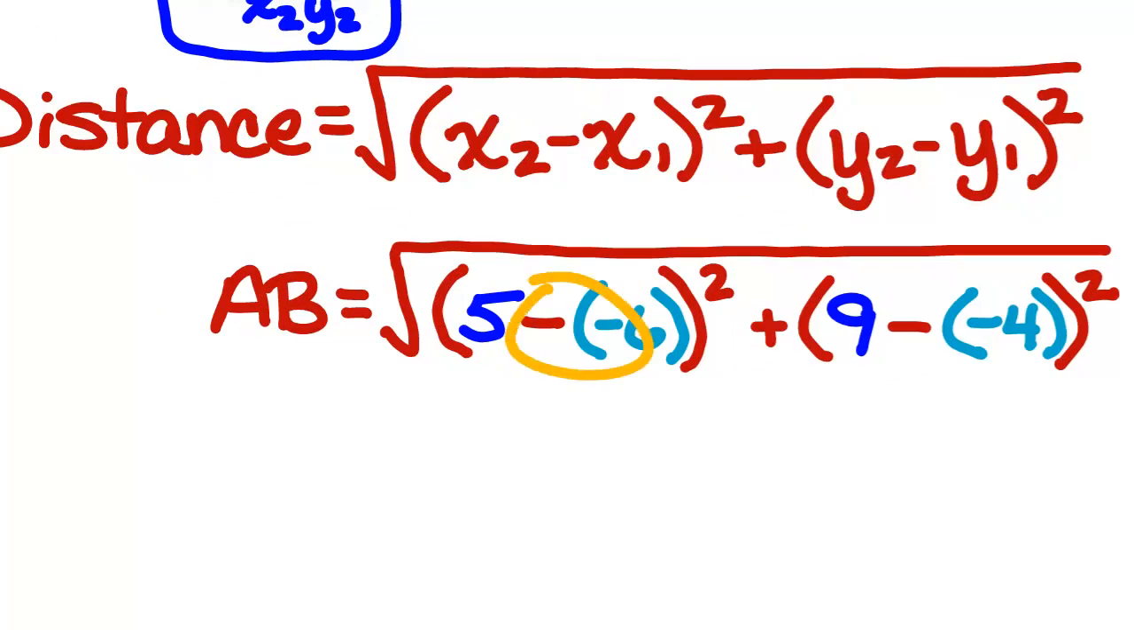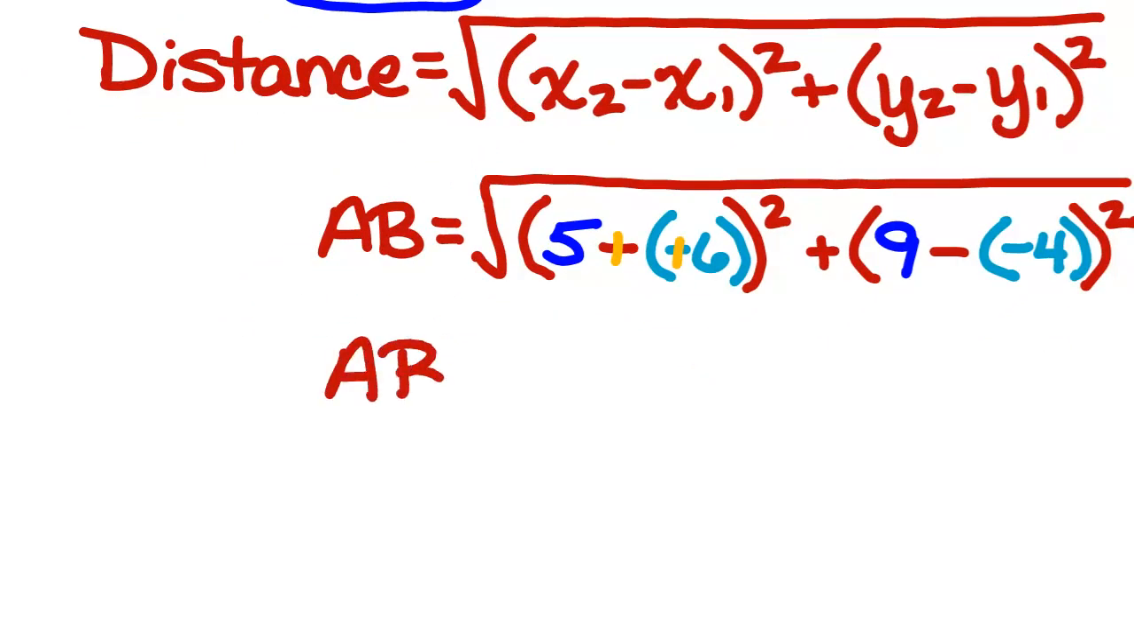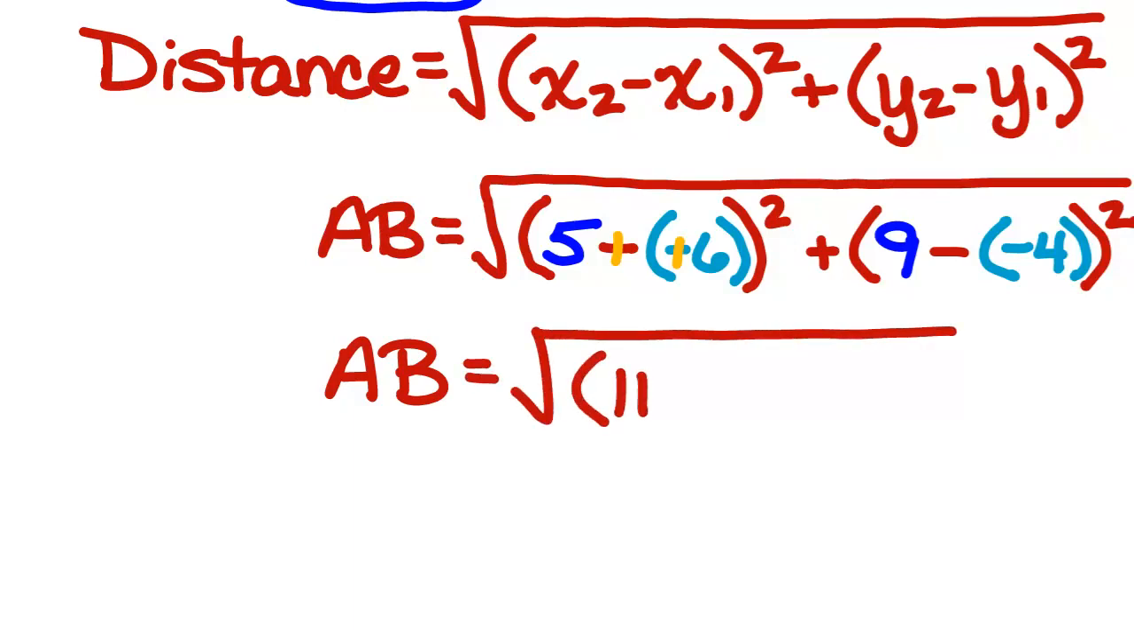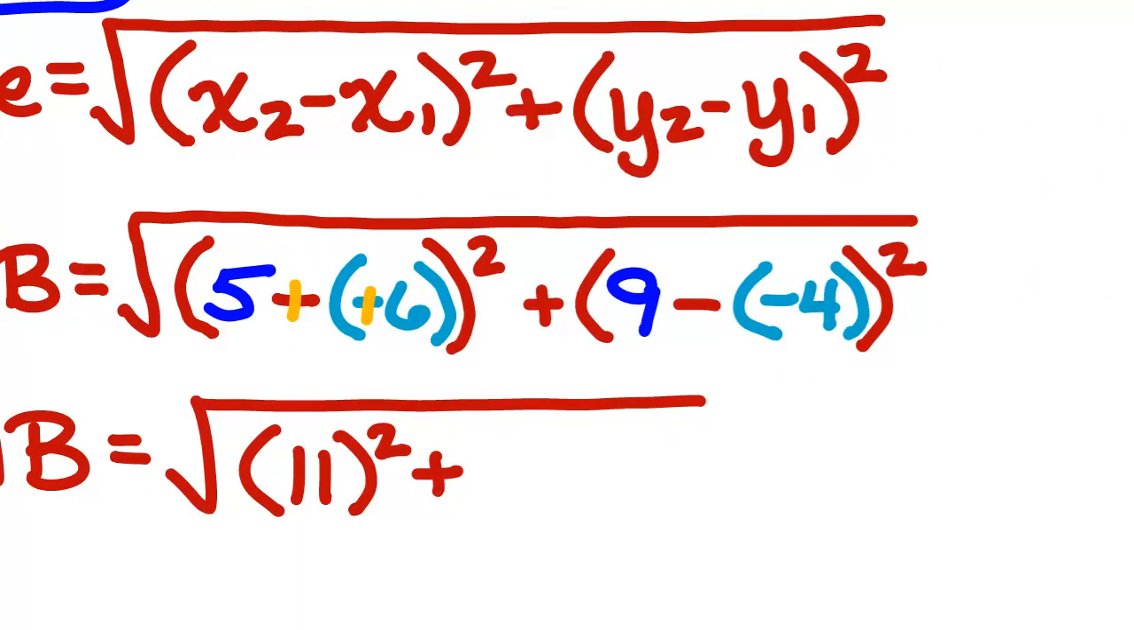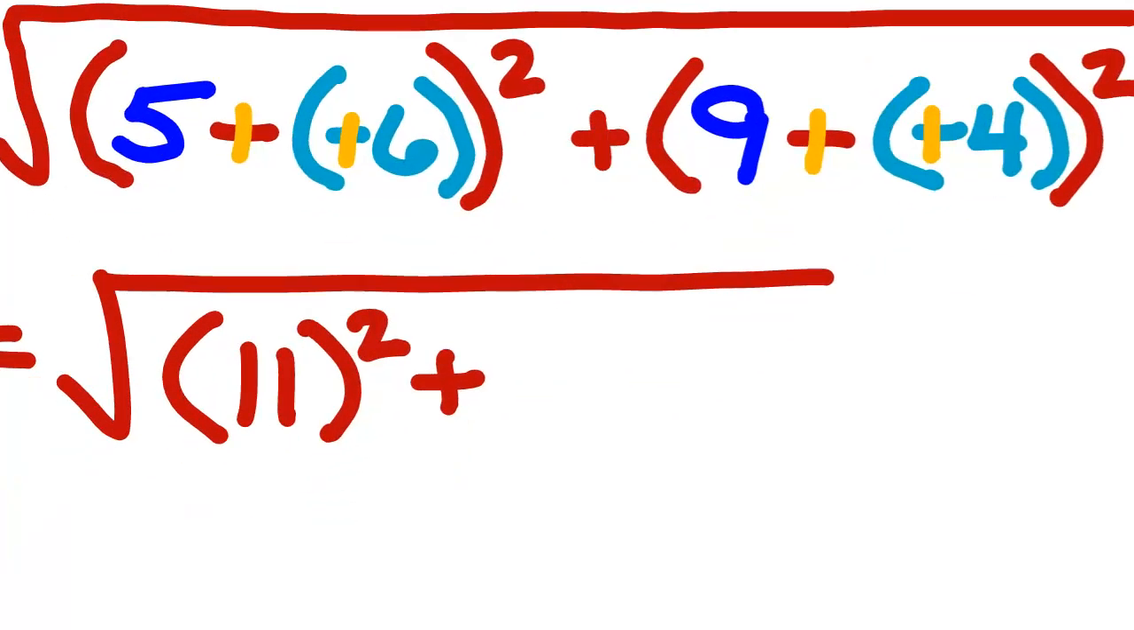What happens when we subtract a negative number? Becomes positive. So this is 5 plus 6 here. What is 5 plus 6? 11. So I have the square root of, still inside parentheses, 11 squared plus, and then over here I'm subtracting a negative again, so that turns into a plus, because minus a negative is a plus. What is 9 plus 4? 13.